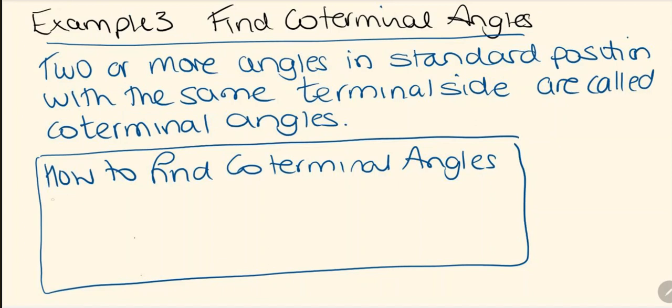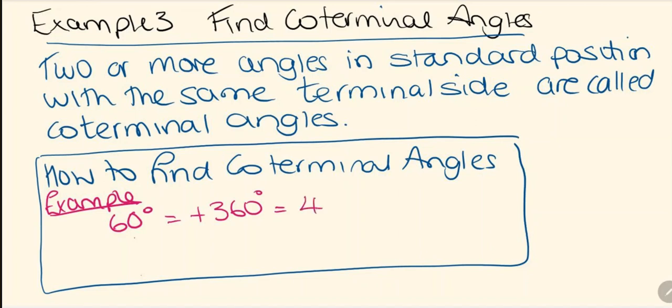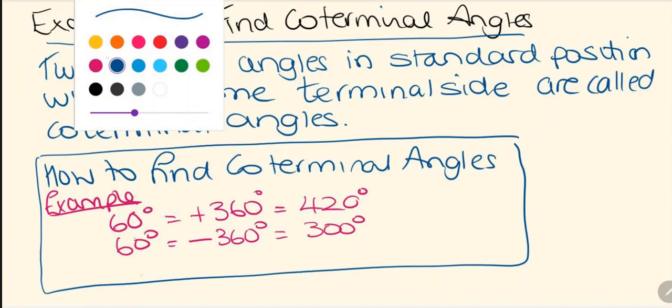For example, if we take an angle, 60 degrees, all we do is add 360 degrees. So this would be 420. And we take the angle and we minus 360 degrees. So if we take away 360, we'll have 300. So these angles are called coterminal. It means that they actually finish or end in the same place.